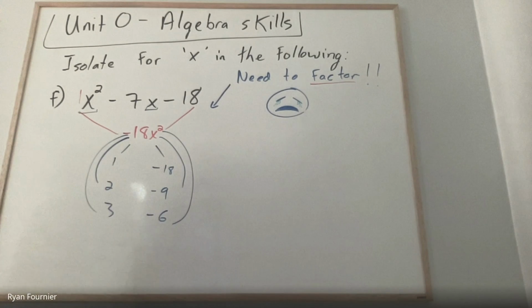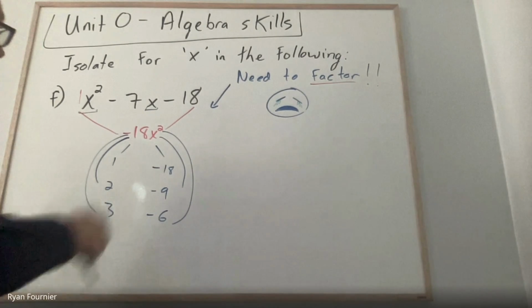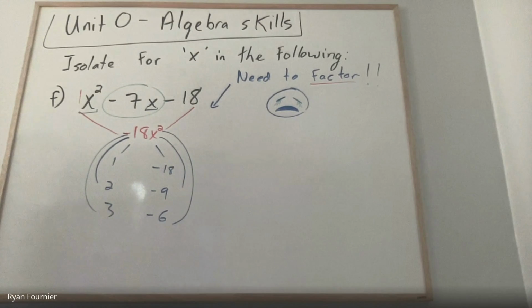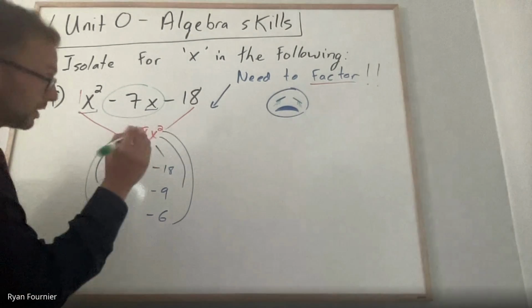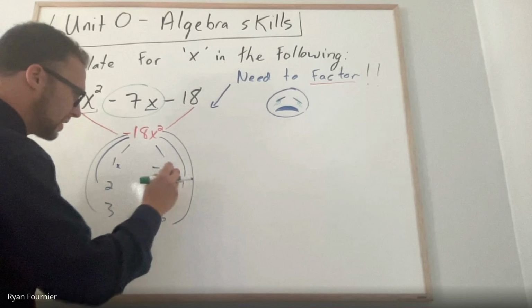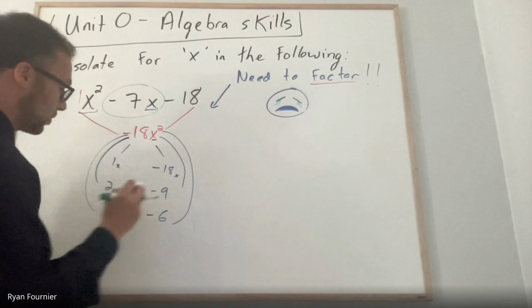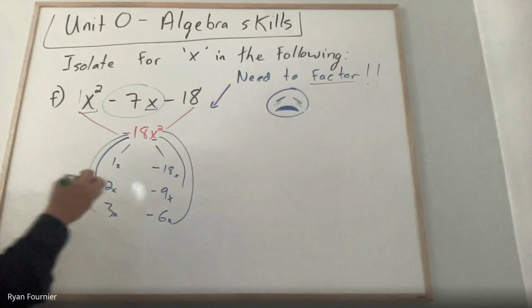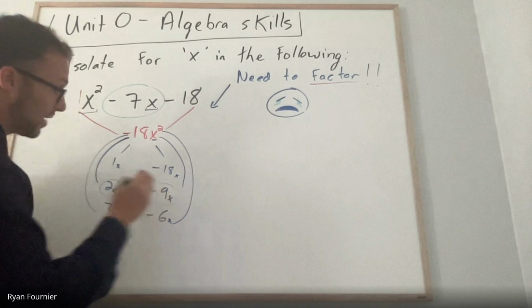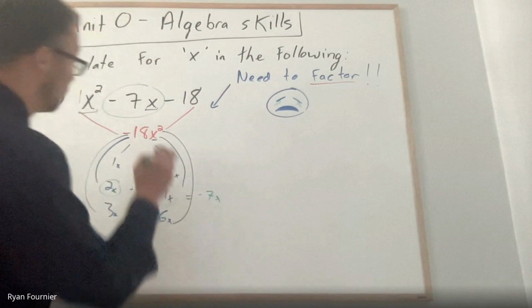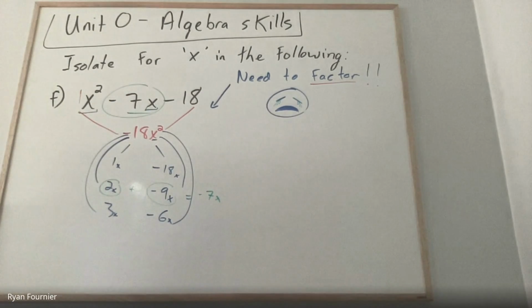We're only interested in the pair that, when we add them up, is going to give us the middle term of negative 7x. And I should also add that each one of these would have an x, right? Because x times x would give us that x squared over here. So if I choose 2x and negative 9x, if I add those two together, that does give me negative 7x, which is exactly what I want over here.